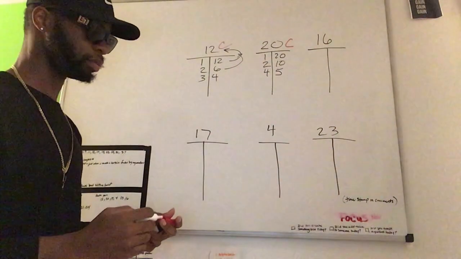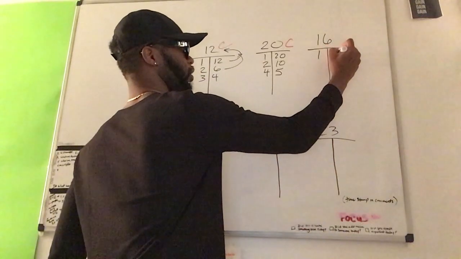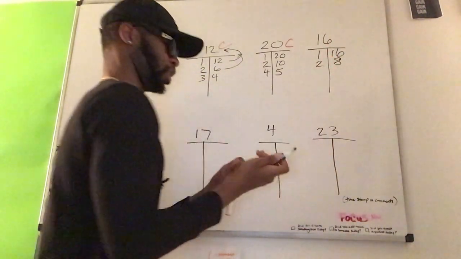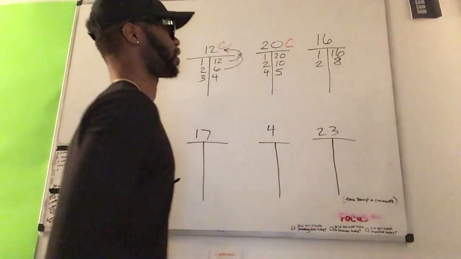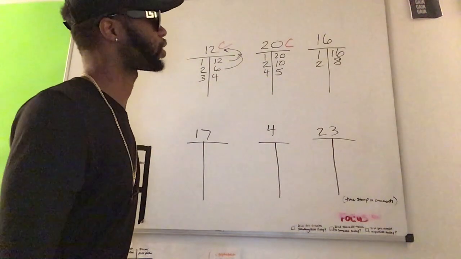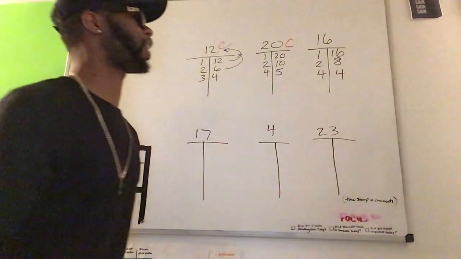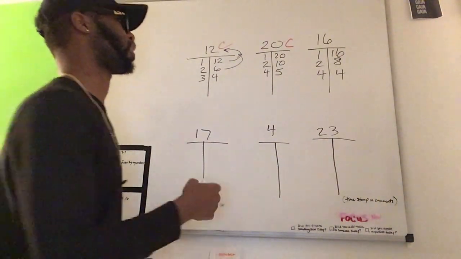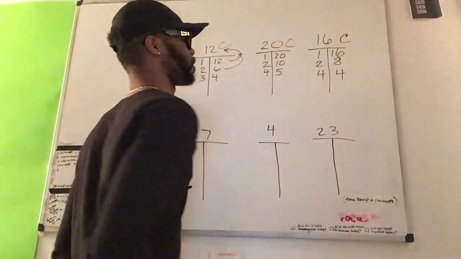16. We got 1 times 16, 2 times 8. Yeah. 3 times something equals 16, nah. 4 times something, yeah. 4 times 4. 5 times something, nah. 6 times something, nah. So yeah, that's it. Anyway, it's more than 2 factors, so we know that's a composite.